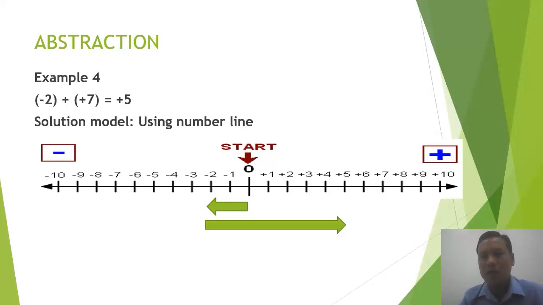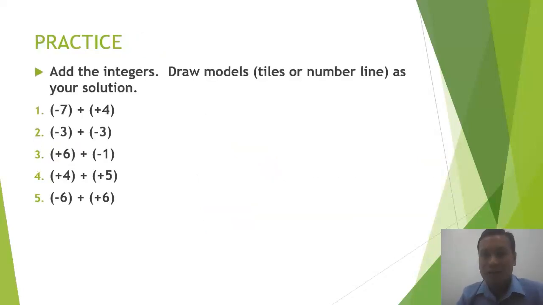So count 7 units going to the right. So start with negative 2, 7 units. 1, 2, 3, 4, 5, 6, 7. We end up at positive 5. So that is it. Our answer is positive 5. Get it? Alright. So we'll try. Okay, try it by yourself.